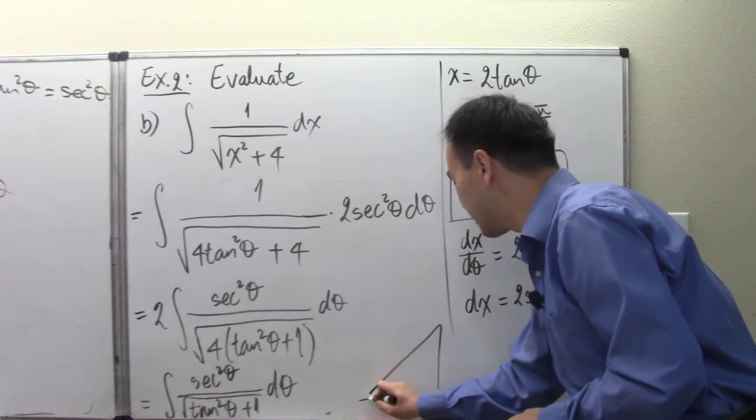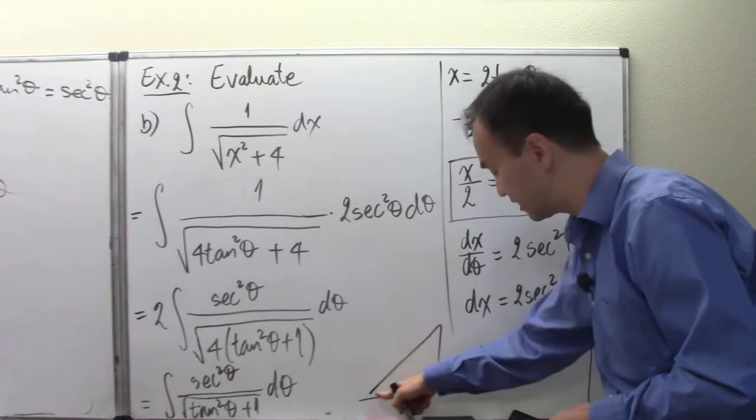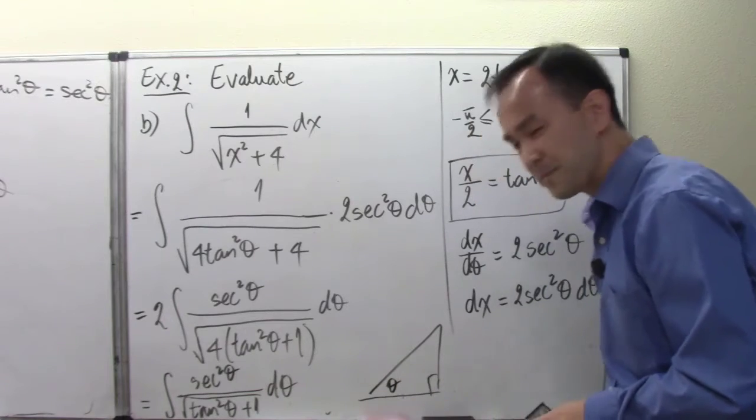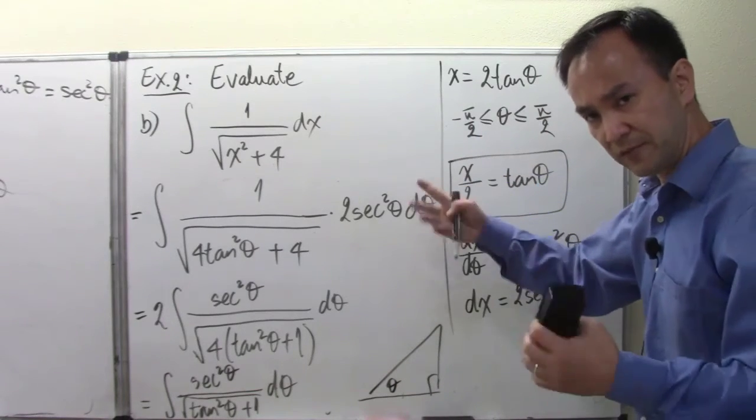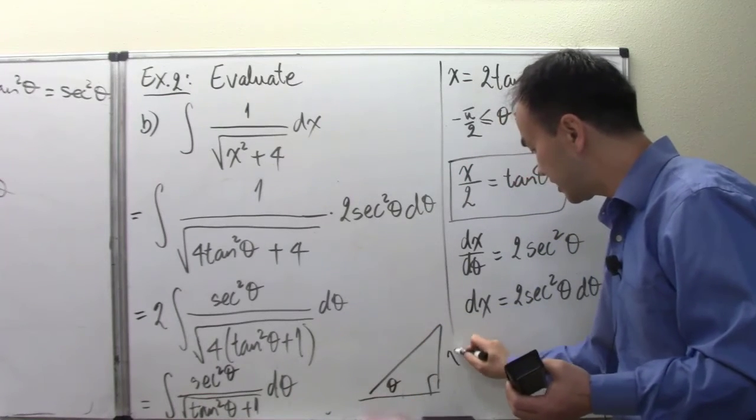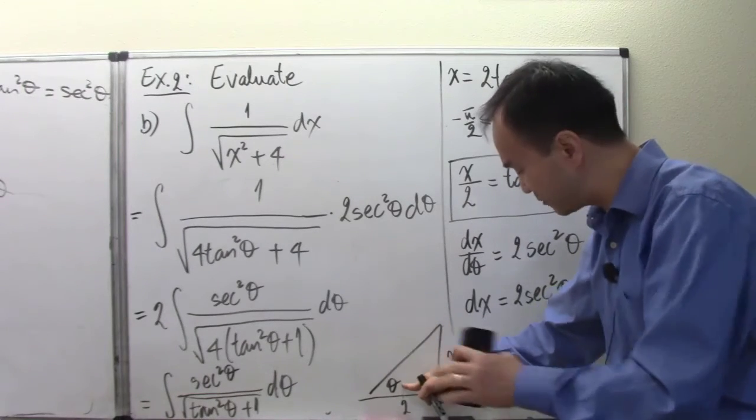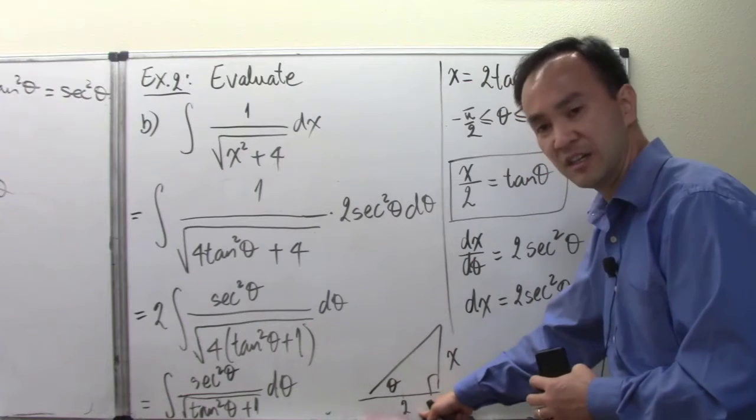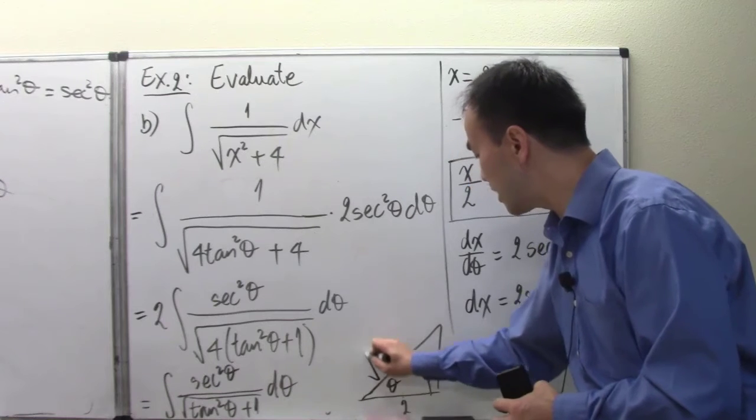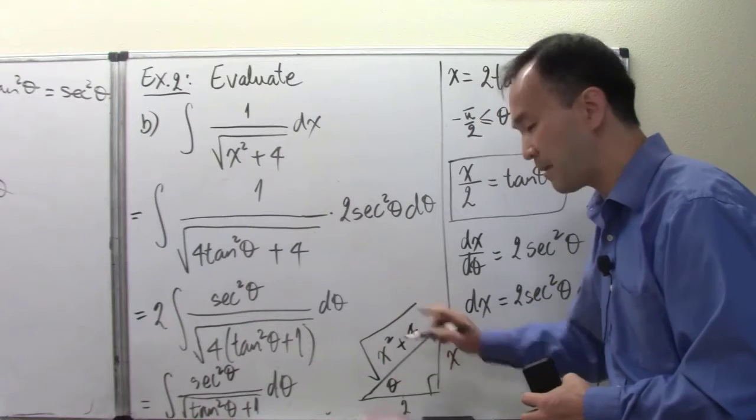This time I have enough space, so let me draw the triangle this way. The right angle is here. Aside from that right angle, of the two remaining vertices, I decide to put my angle theta here. Tangent of theta is defined to be opposite over adjacent. So that means x is here and 2 is here, because x is opposite of my angle theta. And so the hypotenuse has to be, according to the Pythagorean theorem, the square root of x squared plus 4.